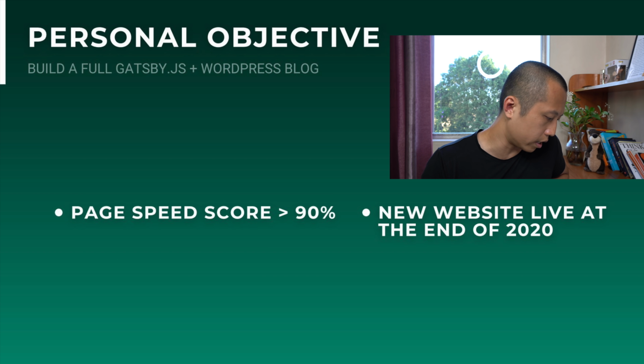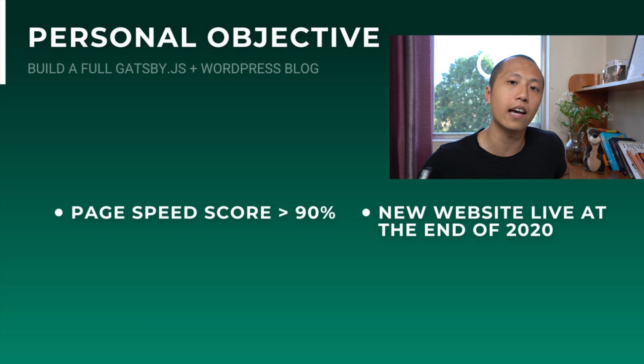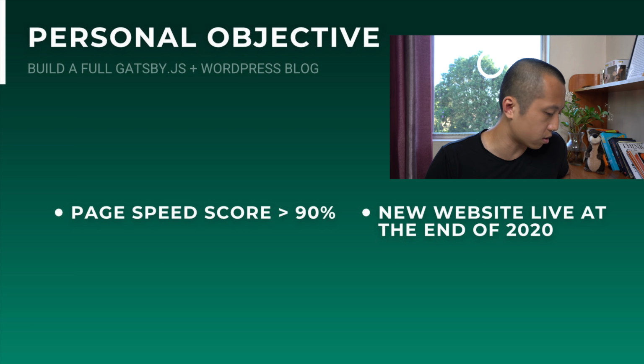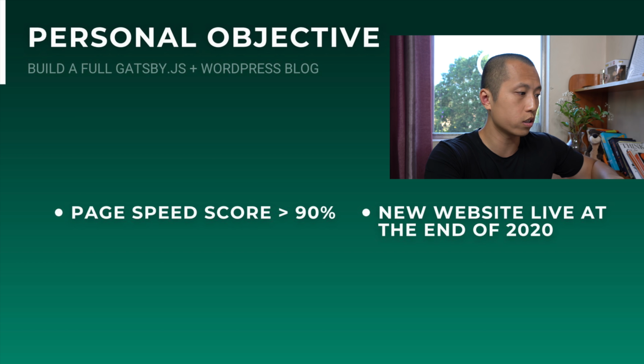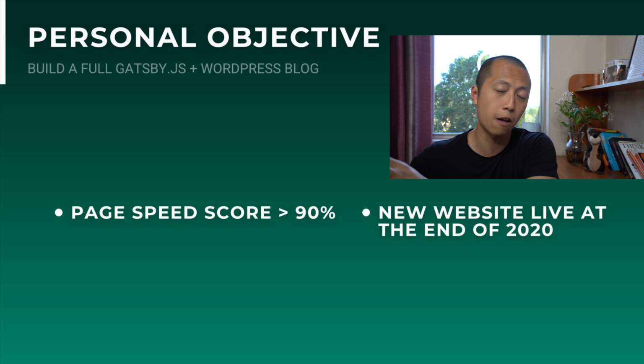And the second key result is that this website needs to be live at the end of 2020, which means I should probably get started learning how to code at this point. But at the end of 2020, I'm really hoping to transition all of the content in Squarespace and move it all across to WordPress and to my new website.